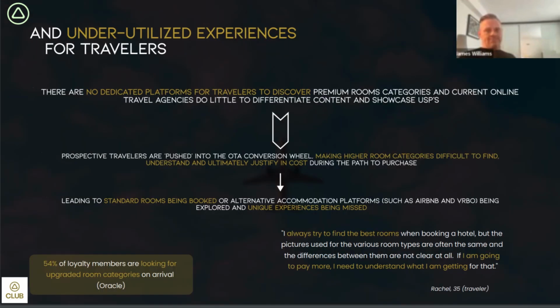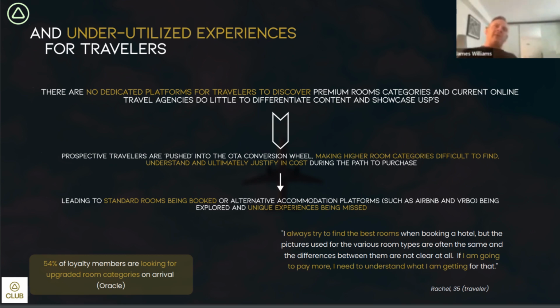Next slide, please. A similar problem exists from a consumer perspective, especially for leisure travel customers or leisure travelers. They find it really difficult to understand the value proposition of premium rooms and suites on platforms that exist today. They're quite often presented at the very bottom of a long list. The content approach is really poor, so you'll quite often see the same kind of selection of images.